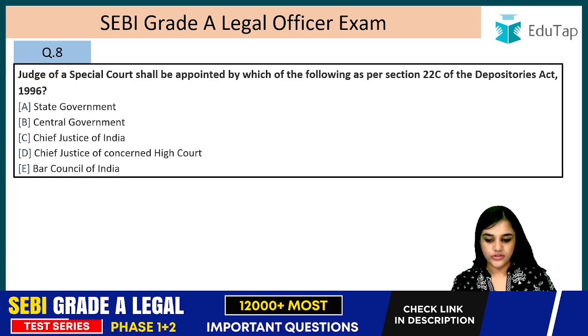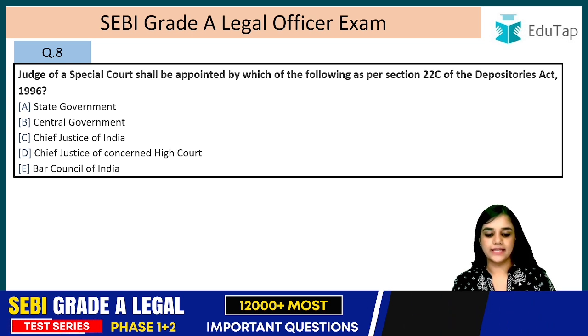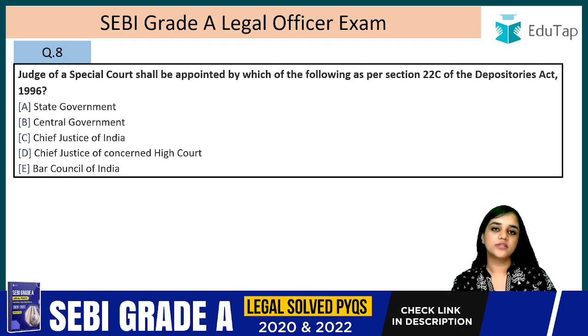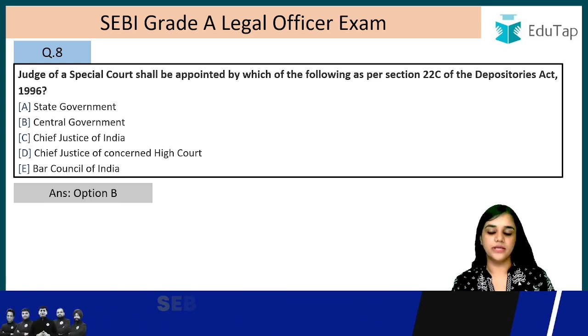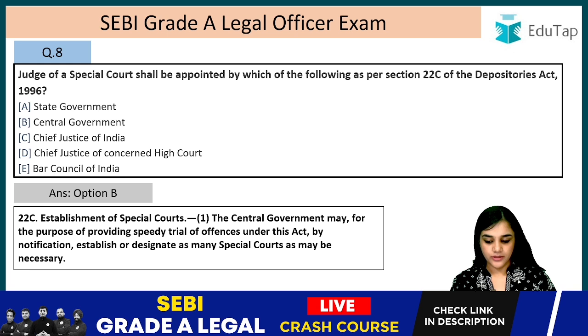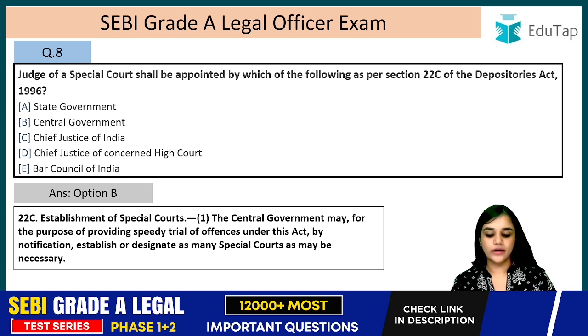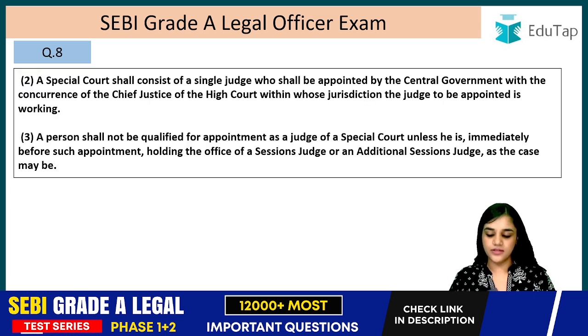Judges of a special court shall be appointed by which of the following as per section 22C of the Depositories Act 1996. So section 22C actually provides for the special courts for the speedy disposal of the cases, right? So they are asking that the judge of the special court shall be appointed by who? It is the central government, option B. Establishment of special courts is given under section 22C. The central government may, for the purpose of providing speedy trial of the offences under this act, by notification establish or designate as many special courts as necessary. So as many special courts as necessary.